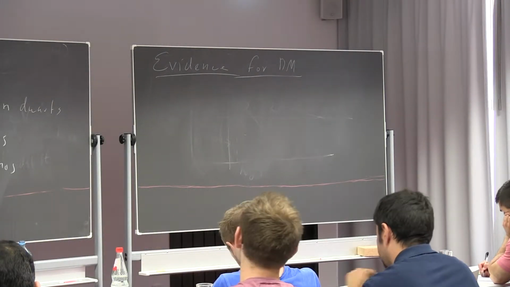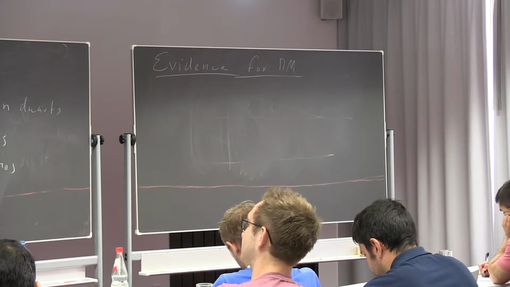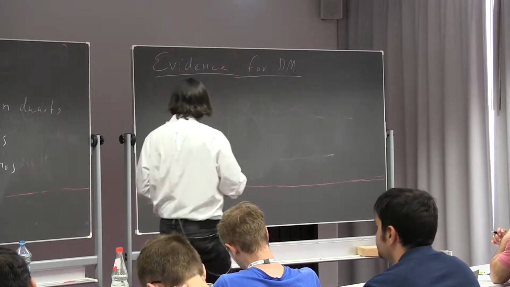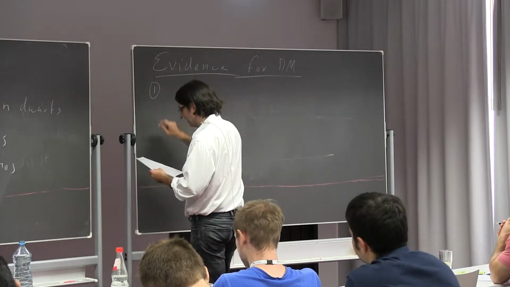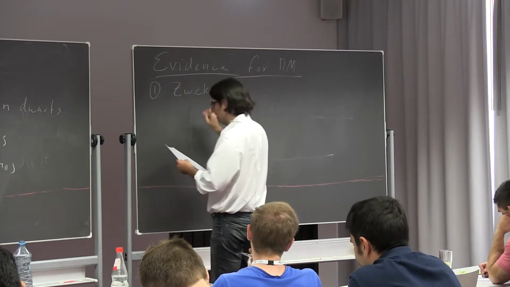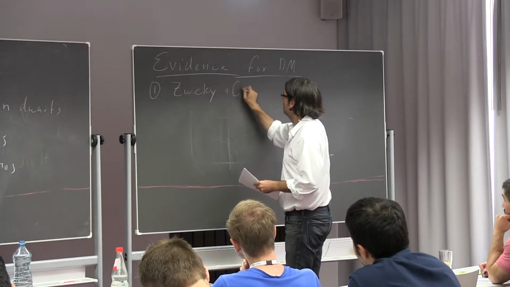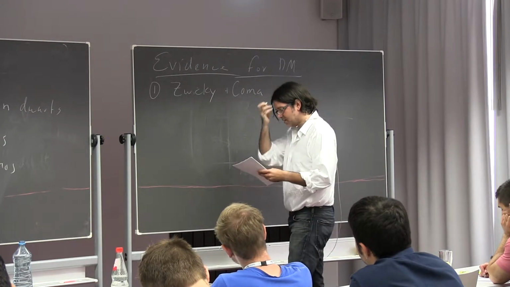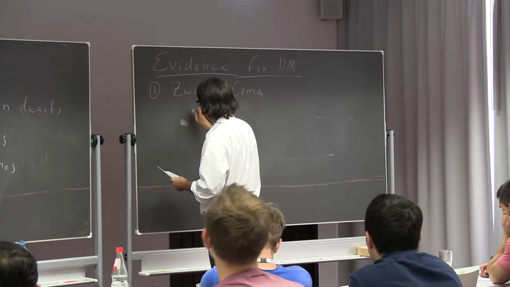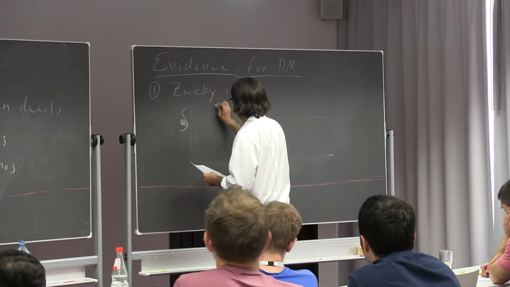And a very basic thing is that your model needs to explain dark matter, right? If it is a model of dark matter. So what is the evidence for dark matter? I'm going to do a very abbreviated history. There's Zwicky and the Coma cluster.